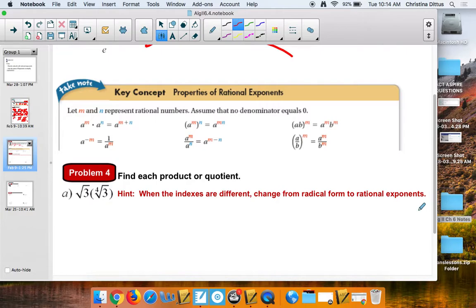Exponents? No? Feel like maybe. The only one we're missing that I want to write in here is a to the m over n power. I'll erase that. That doesn't look very good.